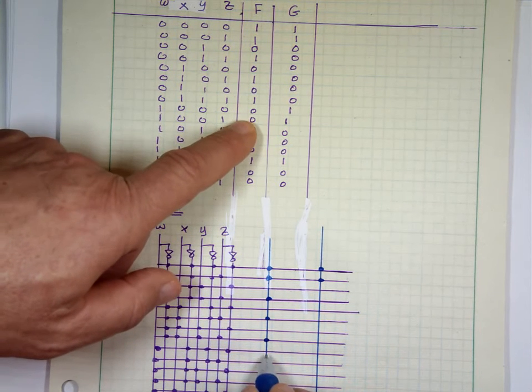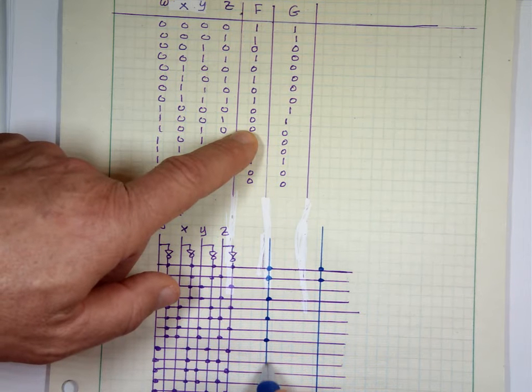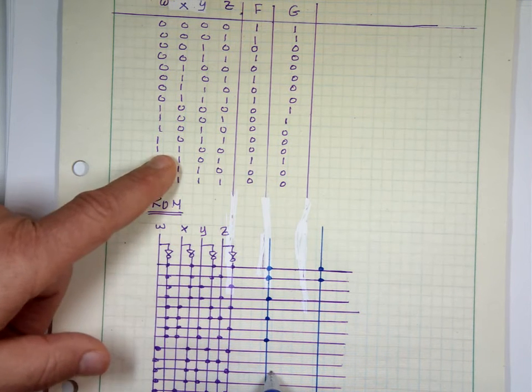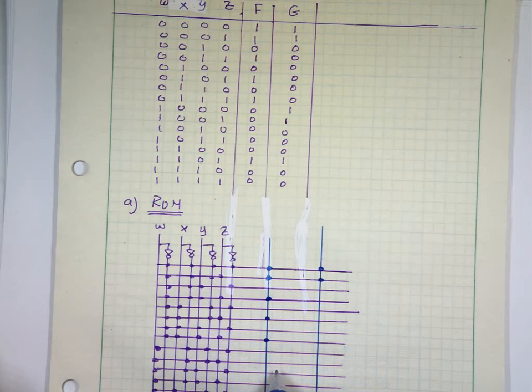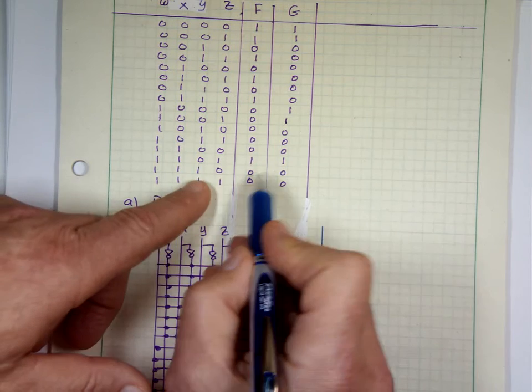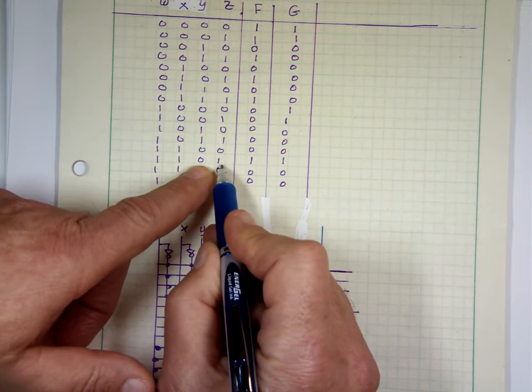8, 9, 10. Where's 11? At 12? 1, 1, 0, 0. Where's 1, 1, 0, 0? I think it's down here. Is that it? 1, 1, 0, 0. 1, 1, 0, 1, right? Is that 1, 1, 0, 1? Yep. Thank you.